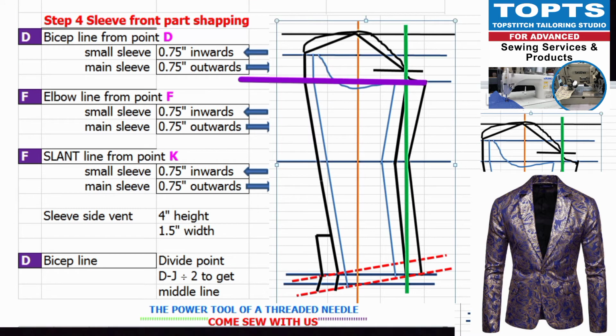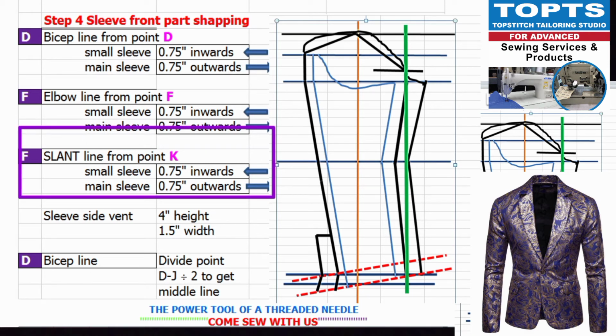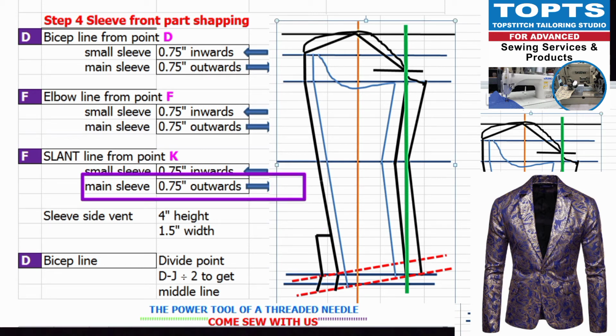So now you're going to line D, that's the bicep line. From point D, mark 3/4, that's 0.75 inches inwards. Then for the main sleeve, you're going to mark 0.75 inches outwards. That's for the main sleeve. Then you go to line F, you still do the same. Small sleeve 0.75 inches inwards, the main sleeve 0.75 inches outwards. Then you go to line F, that's the slant line. From point K, small sleeve still 0.75 inches inwards, the main sleeve you're going to go outwards 0.75 inches. That's for the main sleeve.